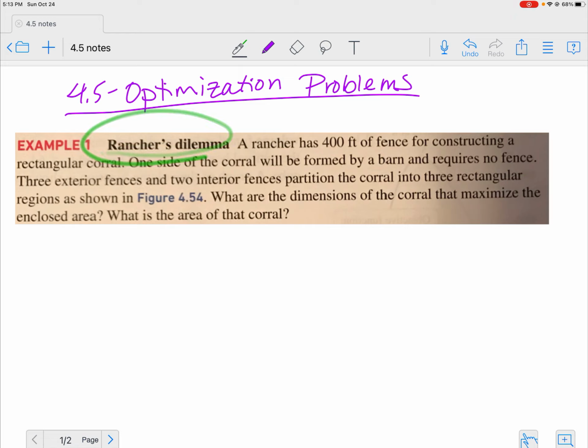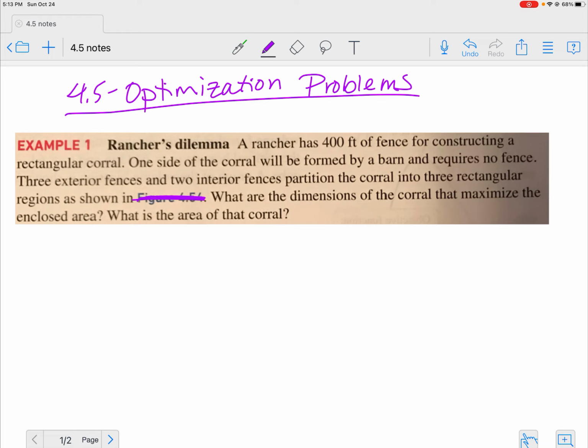So with our rancher's dilemma, a rancher has 400 feet of fence for constructing a rectangular corral. One side of the corral has been formed by a barn and requires no fence. All right, 3 exterior fences and 2 interior fences partition the corral into 3 rectangular regions. We're going to draw this figure. What are the dimensions of the corral that maximize the enclosed area? What is the area of that corral?